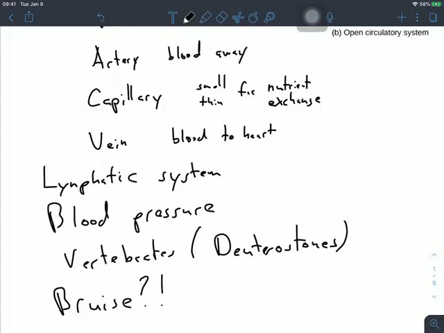So the bruise is not evidence of us having an open circulatory system, as some folks have interpreted it, but rather a temporary rupture in our closed circulatory system.